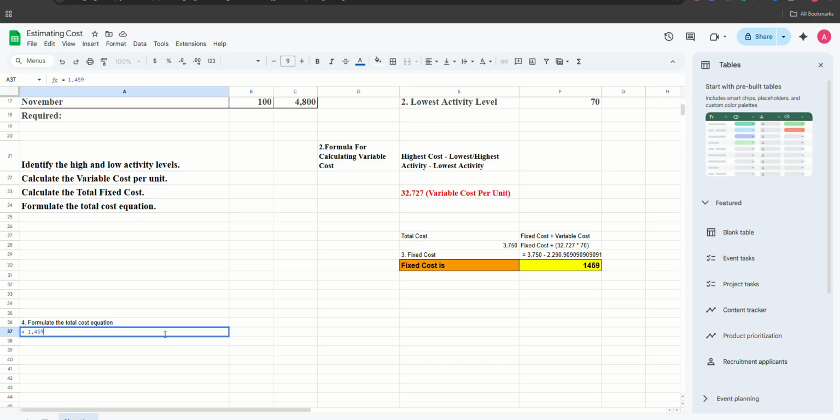plus 32.727 into number of cakes. So this is the answer of question number 4.